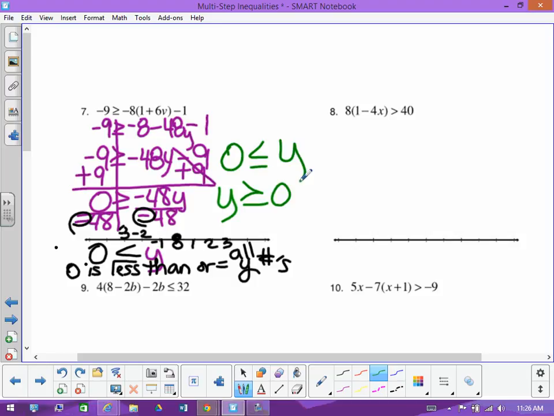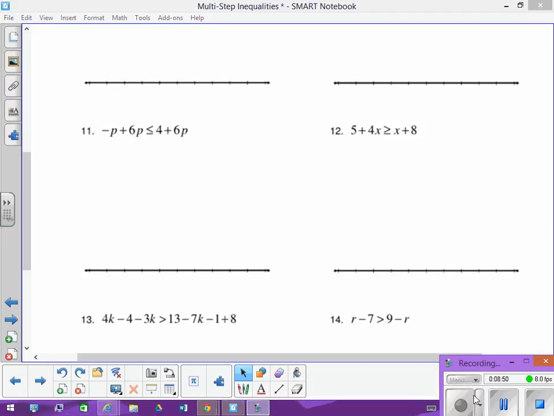So which way do we want to shade? What works? The 1 or the negative 1? Negative 1 is greater than 0? 1. Doesn't matter which way you look at it. 1 is what's going to work. So we want to shade that way. Had several people having a problem with the fact that it was a 0. Doesn't matter if it's a 0.